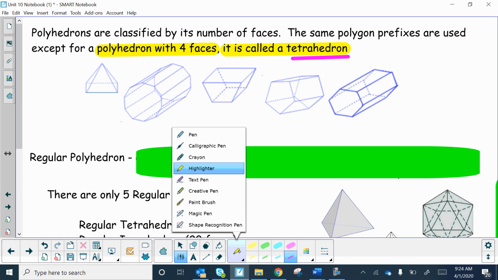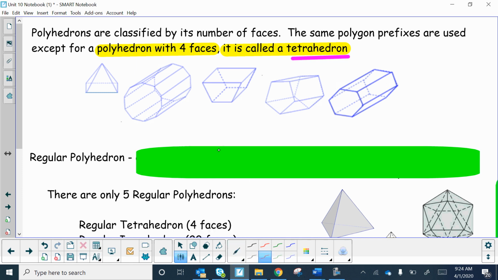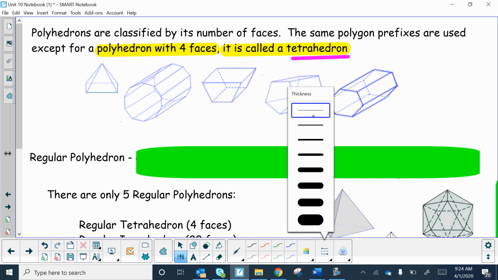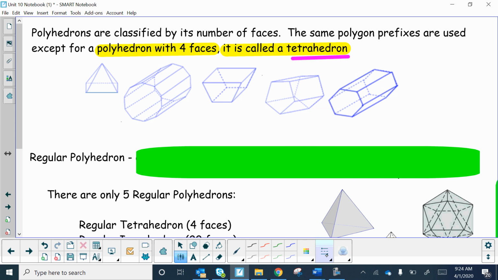Okay, but let's look at some of these examples right here. The first one is a polyhedron, also known as a pyramid, but we're going to give its polyhedron name. This one has 5 faces. So if it has 5 faces, this is going to be a pentahedron. See how it ends in hedron, like polyhedron. Penta is the prefix. This is also known as a rectangular pyramid, but the polyhedron name is that one there.